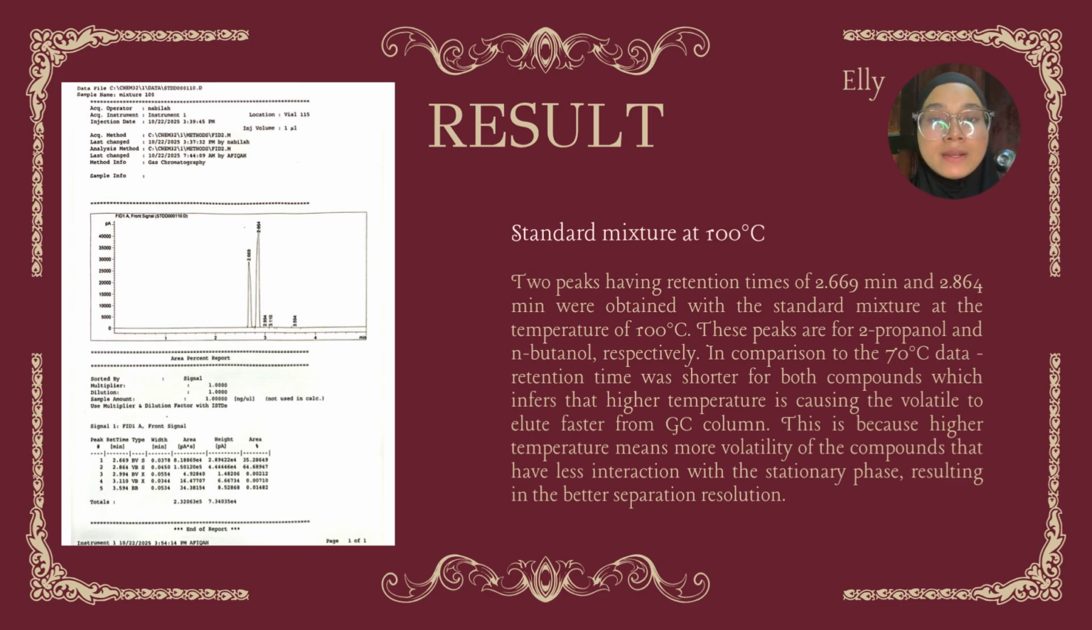Two peaks having retention times of 2.669 minutes and 2.864 minutes were obtained with the standard mixture at the temperature of 100 degrees. These peaks are for 2-propanol and N-butanol respectively. In comparison to 70 degrees, the retention time was shorter for both compounds, which infers that the higher temperature is causing the volatile compounds to elute faster from the GC column.